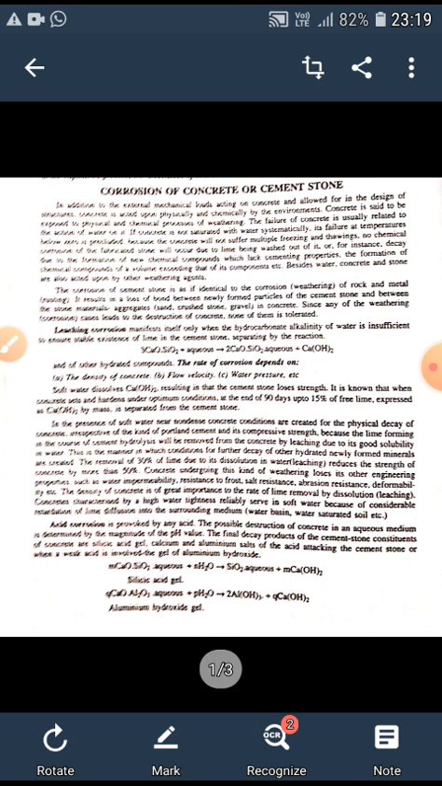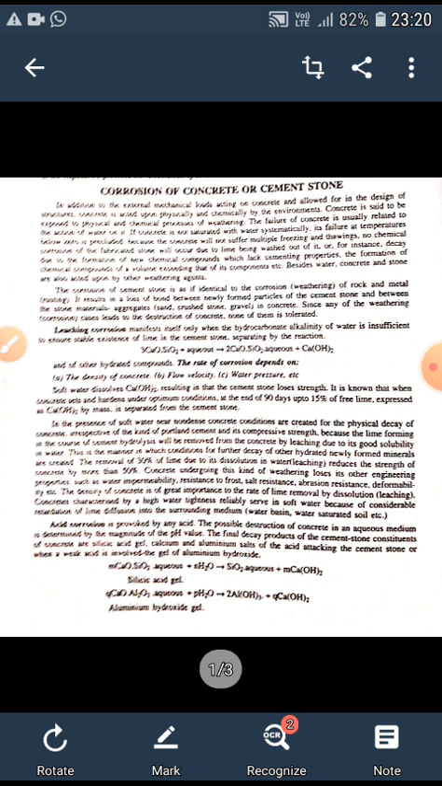The corrosion of concrete, also known as corrosion of cement stone, is identical to the corrosion of rock and metal. That is, weathering of rock and rusting of metal. Corrosion of cement results in a loss of bond between newly formed particles of the cement and between the stone materials, that's aggregates of sand, crushed stone, gravel in concrete. Since any of the weathering cases leads to the destruction of concrete, none of them is tolerated.